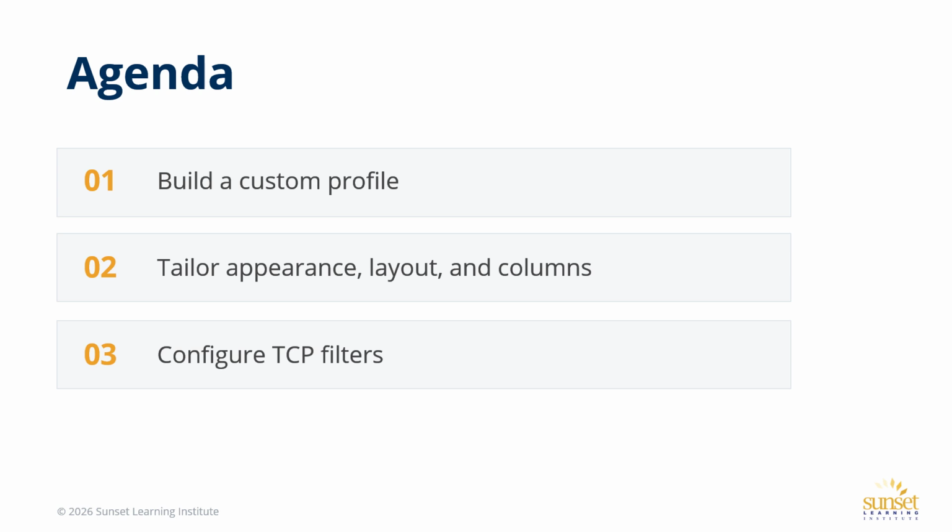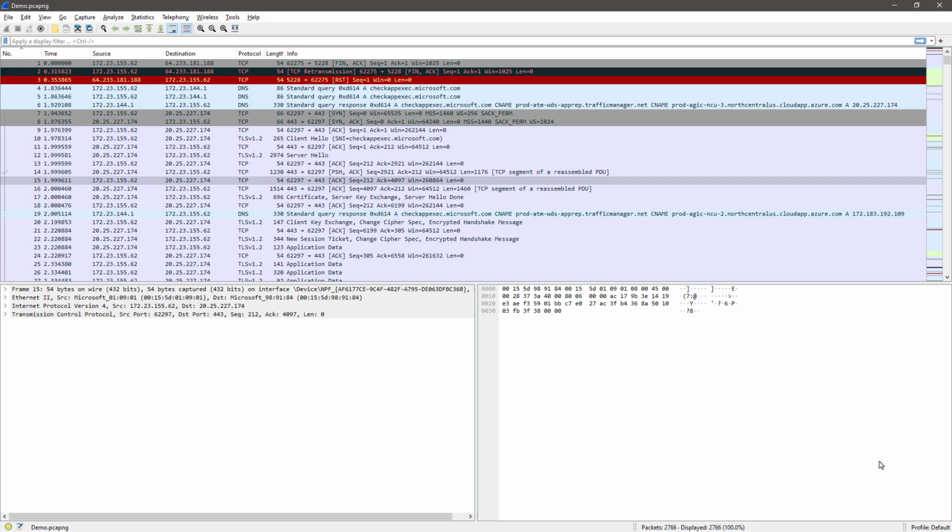And we're going to configure TCP filters, which can help pinpoint specific traffic and isolate issues. Creating Wireshark profiles and customizing its appearance can make it a lot easier when analyzing your network. We can make tailored profiles that let us save specific settings, filters, and layouts that apply to different analysis scenarios.